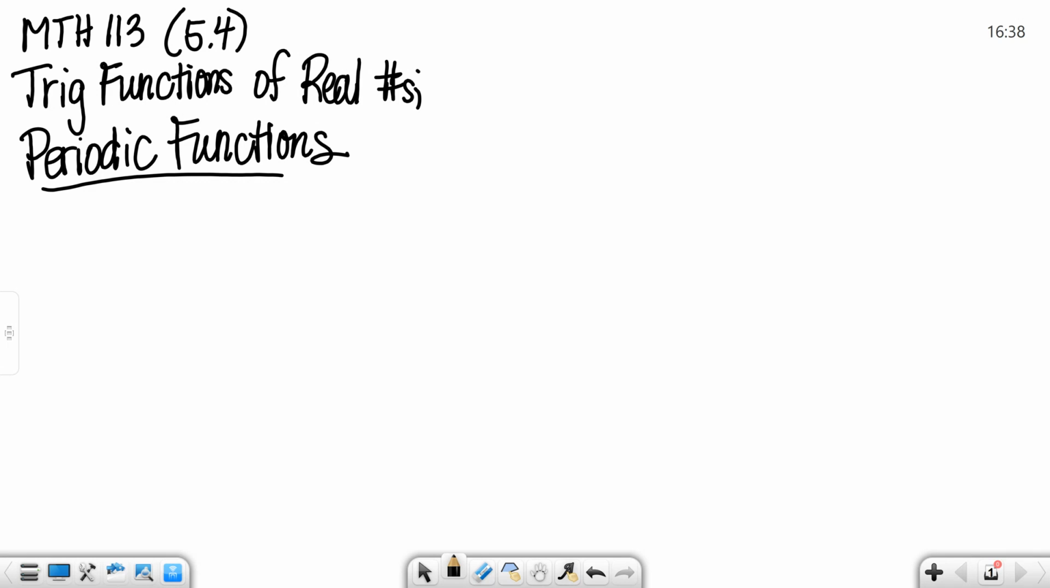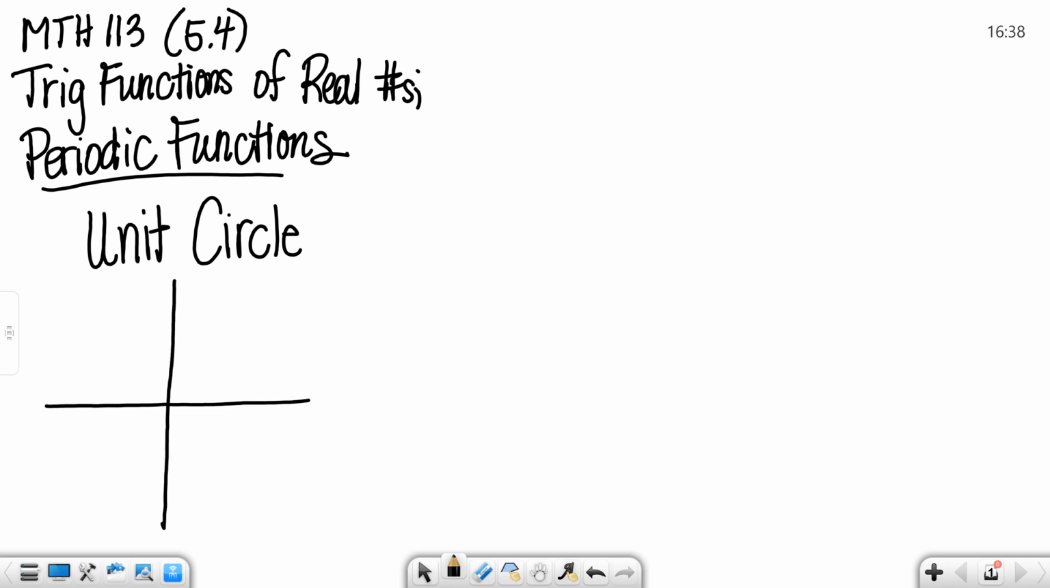Math 113, Lesson 5.4 is trig functions of real numbers, and then we're also going to talk about periodic functions. Probably one of the most important things that we're going to talk about when it comes to trig is the unit circle. So you may have heard about the unit circle before today, and here's what the unit circle really means. It means that its radius is 1.